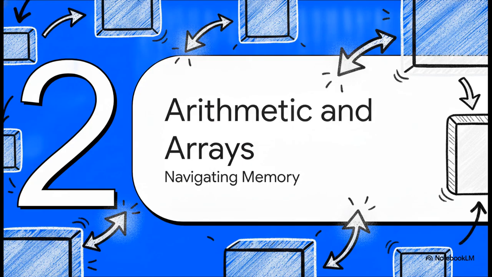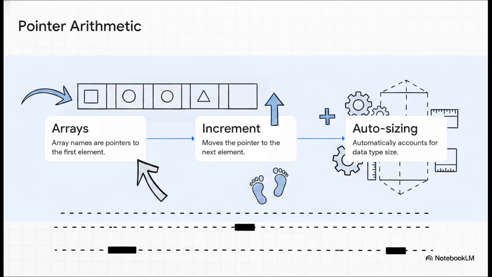Moving right along to Section 2, Pointer Arithmetic and Arrays, Navigating Memory. So when dealing with arrays, pointers can actually step through memory automatically. In C and C++, an array's name is actually just a pointer to its very first element. If you tell a pointer to increment, moving from one integer to the next, pointer arithmetic automatically accounts for the specific byte size of the data type. You don't have to calculate the bytes yourself.